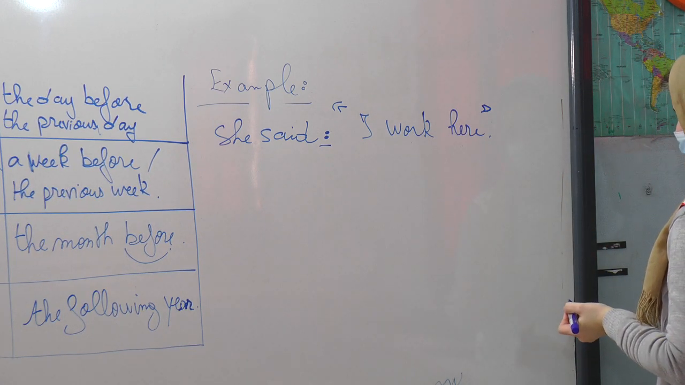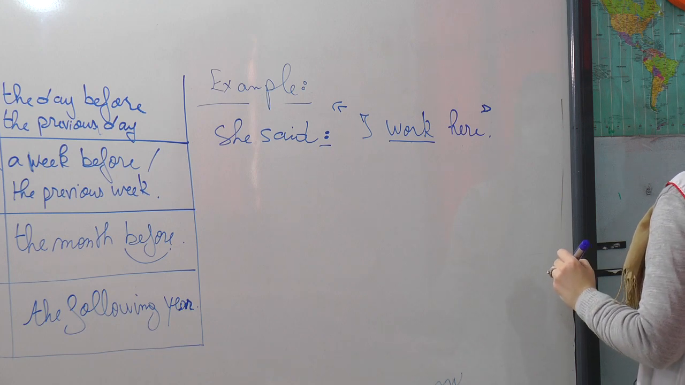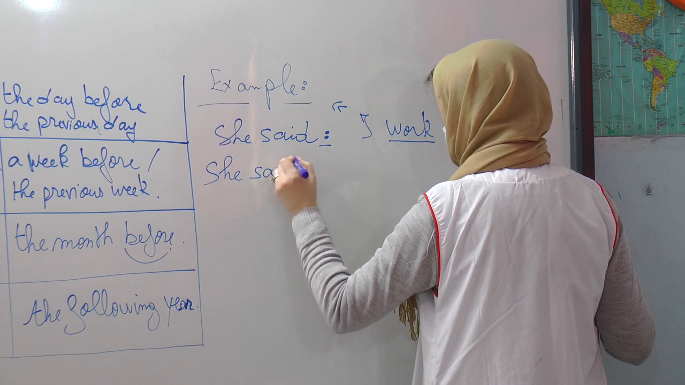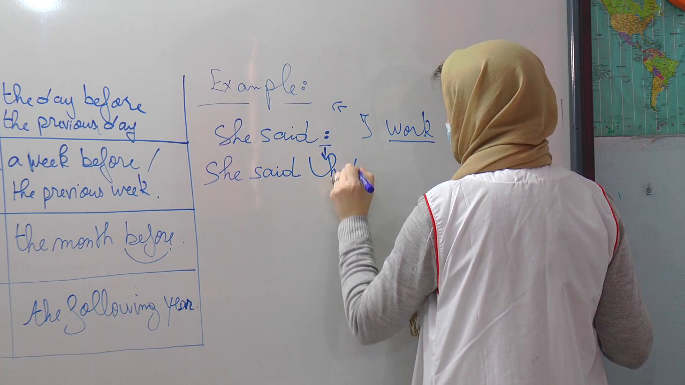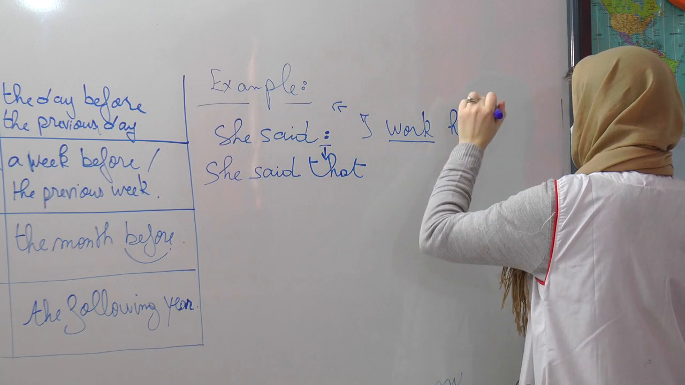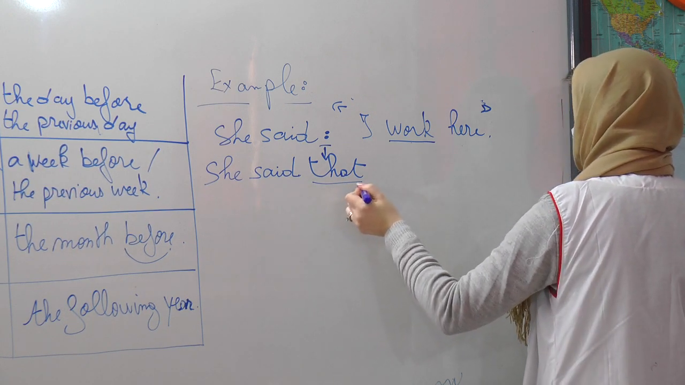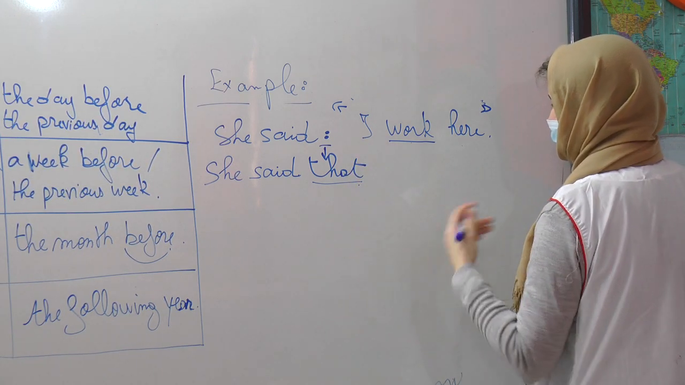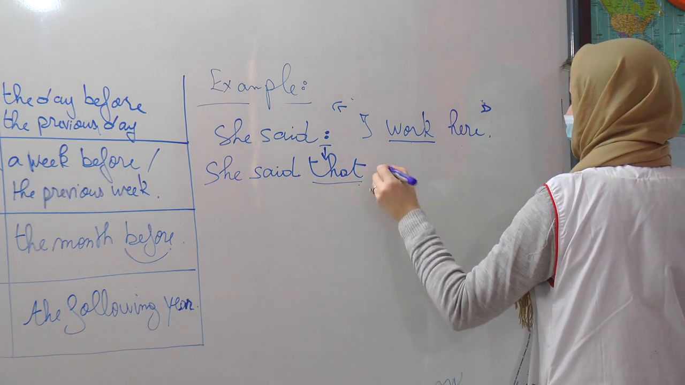So what is the verb here? Yes, the verb here is to work. We are going to make it into indirect speech. We keep the first part as it is. The transformation starts now. She said that. We omit the two dots and the quotation marks, and we replace them with that. Elle a dit que. She said that. So when she was talking, she said, I work. When I talk about her, I say, she. She said that she.